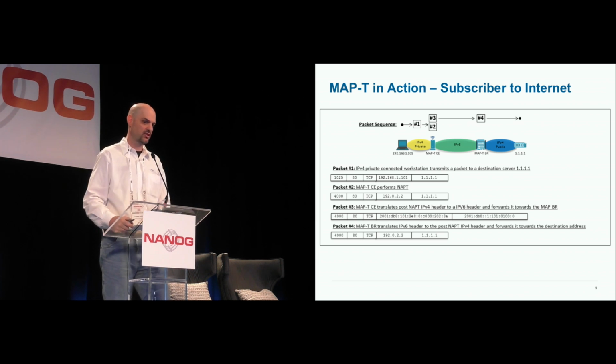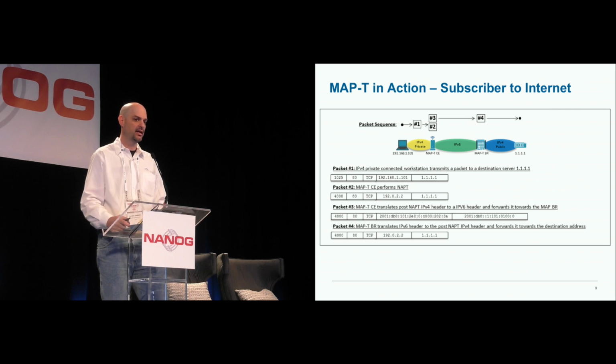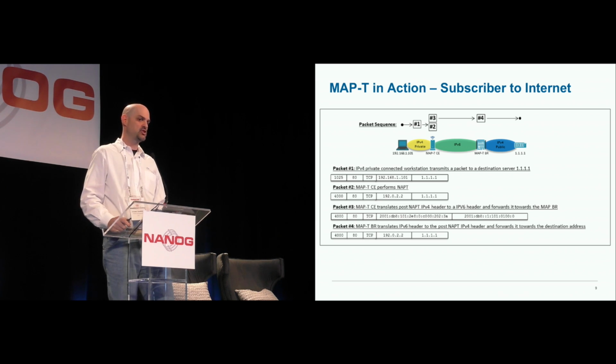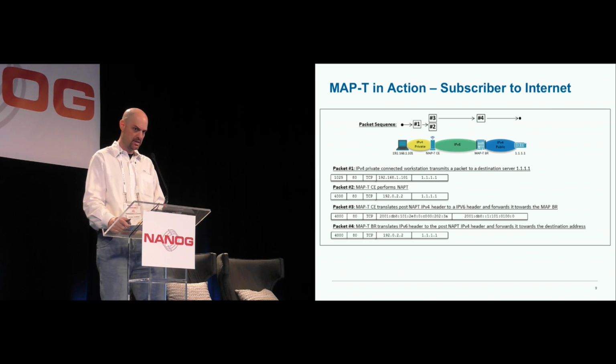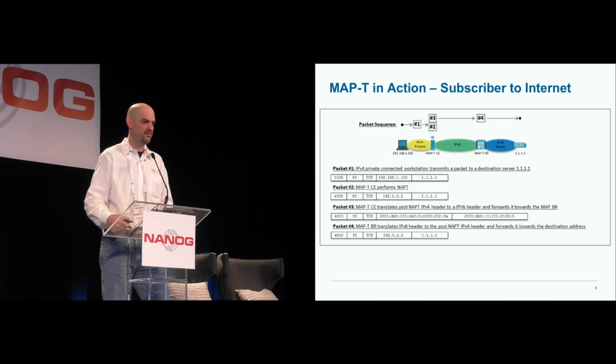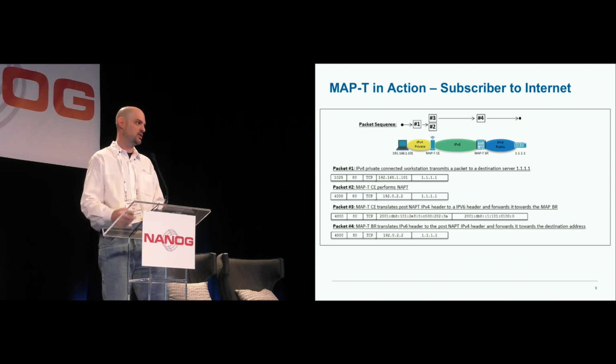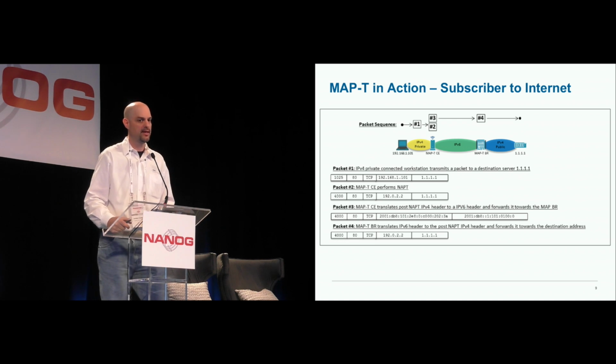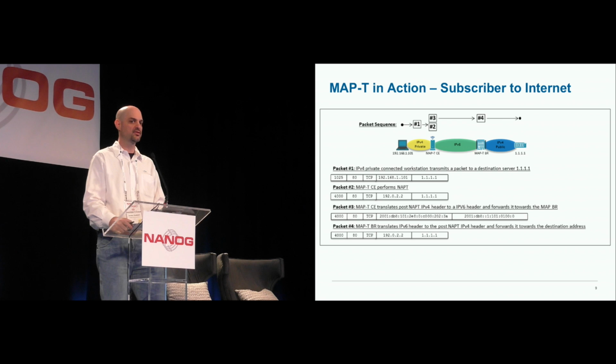Once the stateless translation occurs, since we have a change in the pseudo header, we have to do a new TCP checksum because this is TCP. We place it on our IPv6 network. The BR prefix is going to draw that packet to it because it's going to be longest match. It gets to the BR.